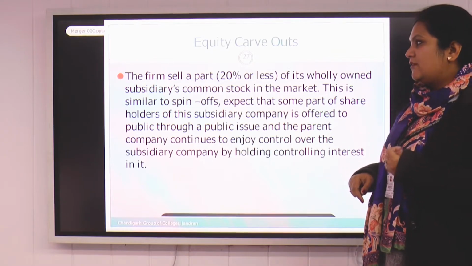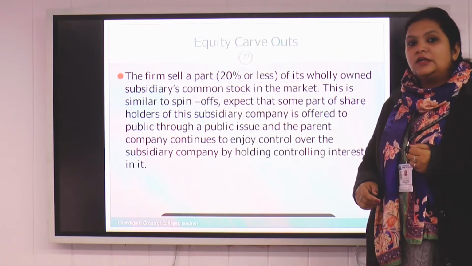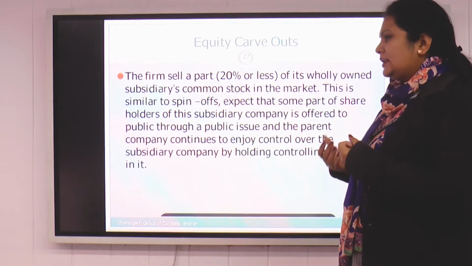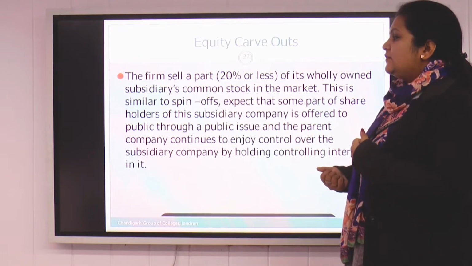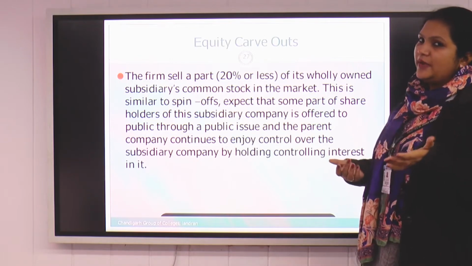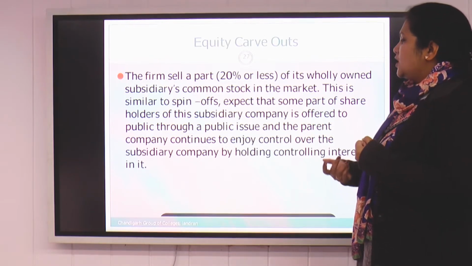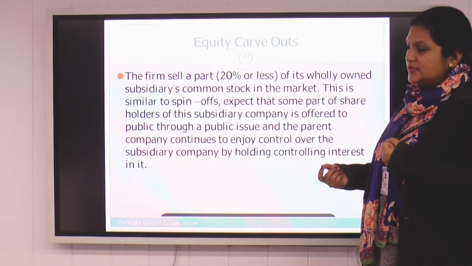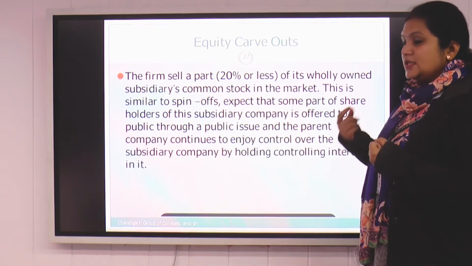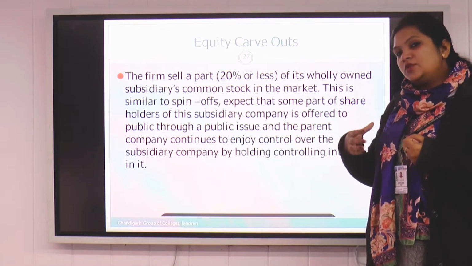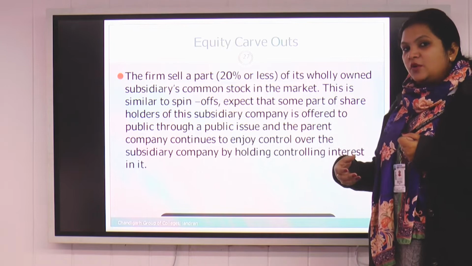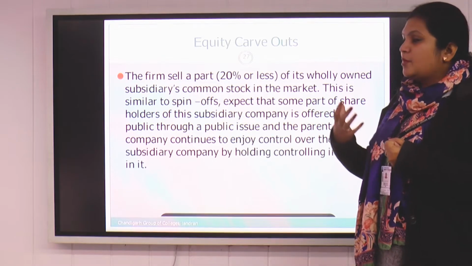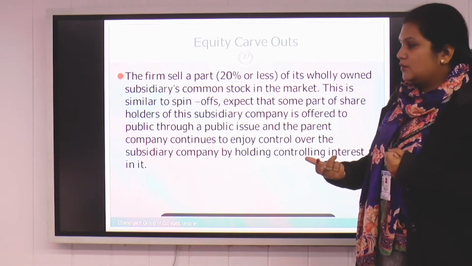Then is equity carve-outs. Equity carve-outs are also one type of spin-off or one type of demerger. The firm sells a part, for example 20%, 10,000 or less, of its wholly owned subsidiary's common stock in the market. In a spin-off, you had the subsidiary of your company; in an equity carve-out, the common stock of the subsidiary company is sold in the market.